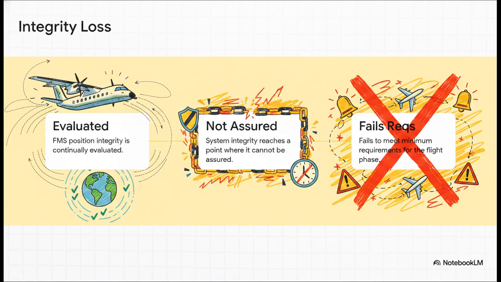Think of it as a three-step realization for the aircraft's computer. First, the FMS position integrity is constantly being evaluated. Second, that integrity hits a threshold where it just cannot be assured anymore. And third, because of that, it fails to meet the minimum requirements for whatever specific flight phase you are currently in. That is the exact narrow scope of the problem.